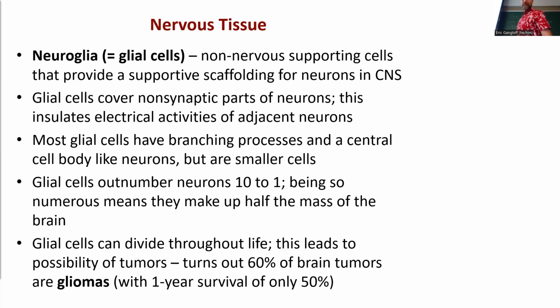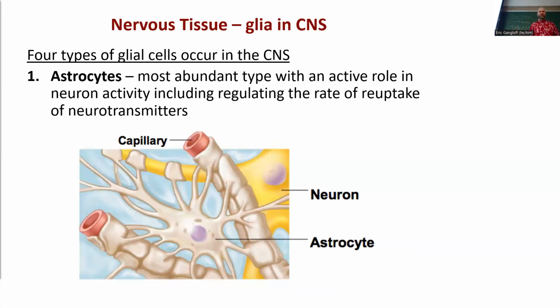All right, let's talk about these 4 cell types. So first, I want to focus on the 4 types of glial cells in the central nervous system. And as I said, there's 4 of them. The first are what's called astrocytes. These are the most abundant, and they have an active role in neuron activity. And specifically, they're important for regulating the rate of neurotransmitter reuptake. So we're not going to get into the physiology of this.